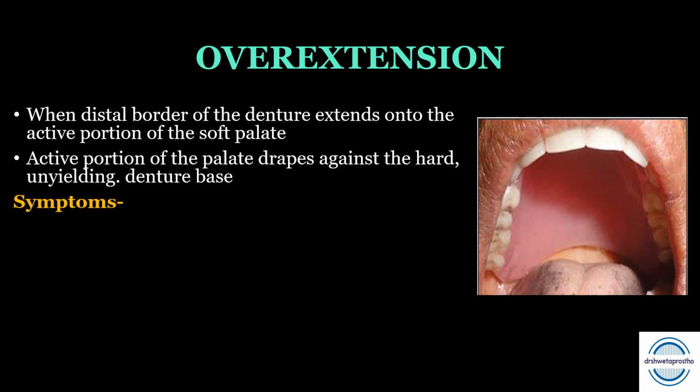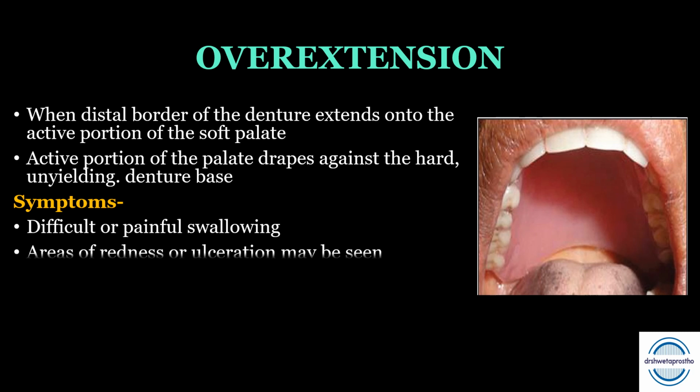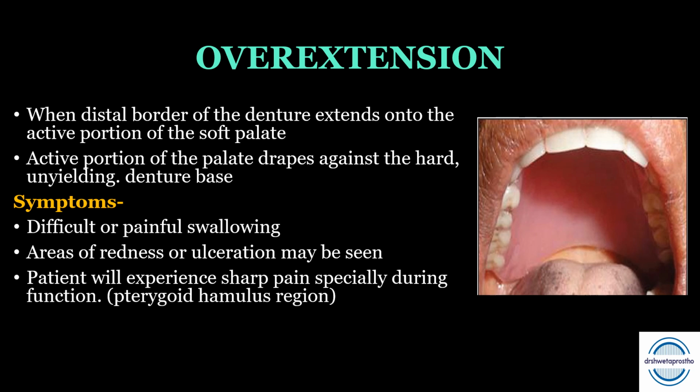What are the symptoms of overextension? Patient will mainly complain of difficult or painful swallowing. Second, there may be areas of redness or ulceration in the posterior palatal area. Or patient may also feel sharp pain, especially during function. So that may also be the overextension in the pterygoid hamulus region.